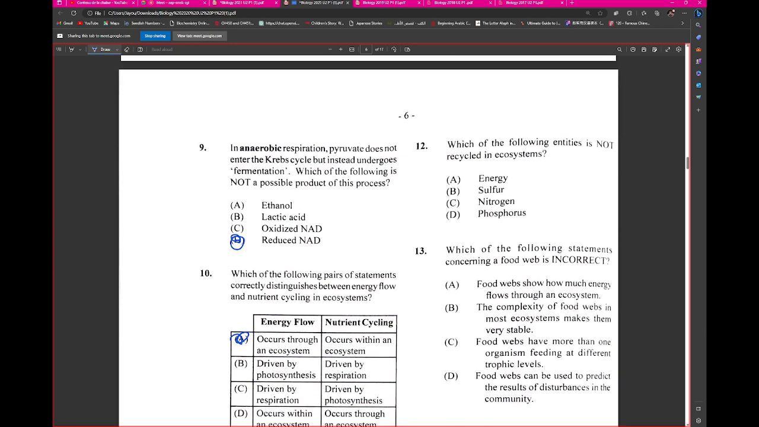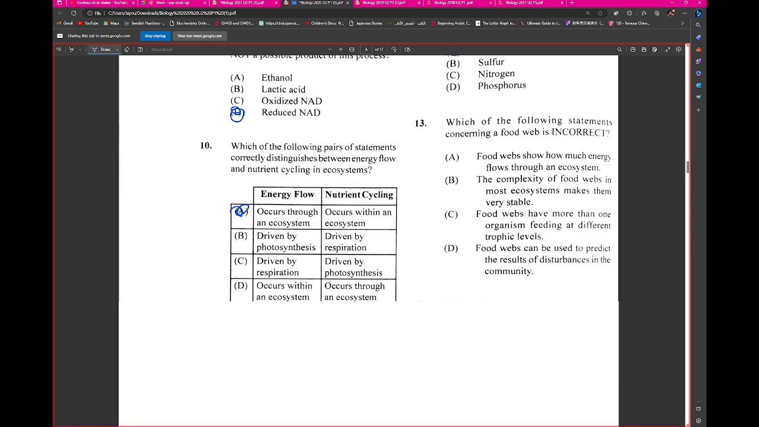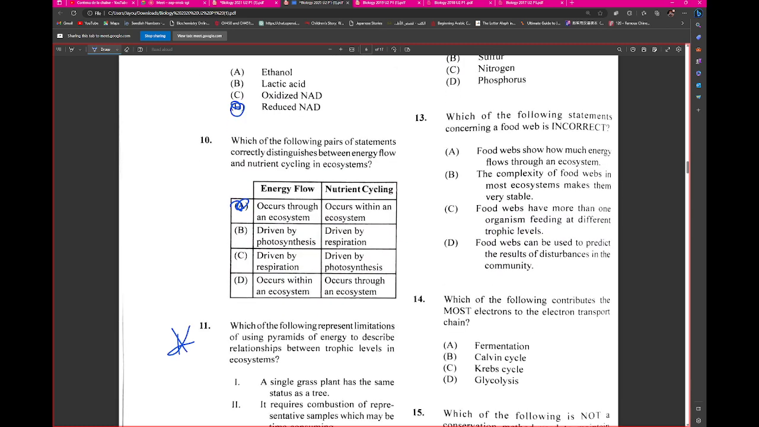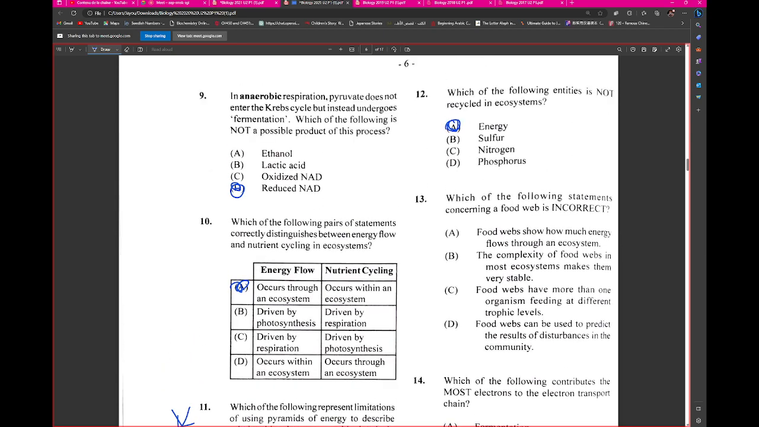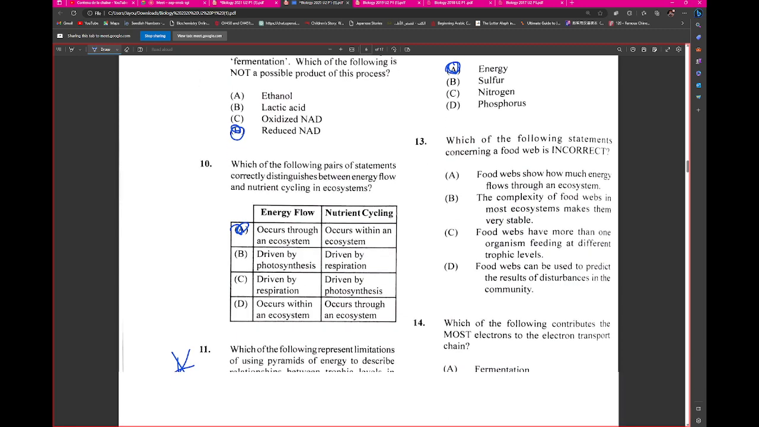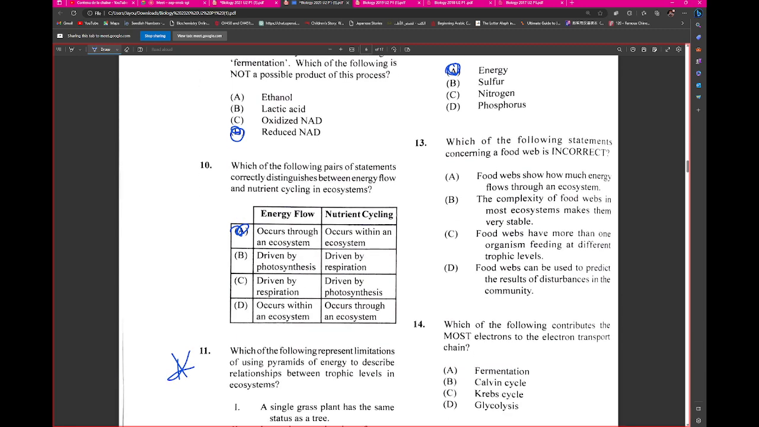12. Which of the following entities is not recycled in ecosystems? Sir, A, energy. Energy flows through the ecosystem, right? Not recycled, right? I mean, if you look at number 10, and you come here and put anything but A, I believe we would have an issue, right? So 13. Which of the following statements concerning a food web is incorrect? What do we say about this? Sir, A, sir. A, so it doesn't tell us that.